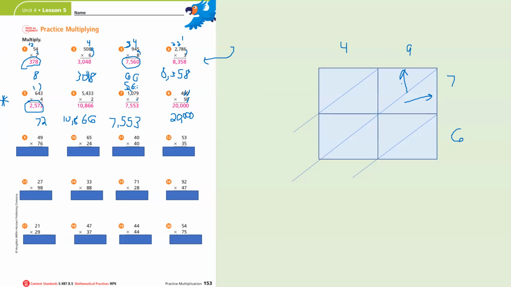9 times 7 is 63. So that's going to be a 6 and a 3. This one is 9 by 6, which is 54. This one's 4 by 6, which is 24. And this one's 7 by 4, 28.